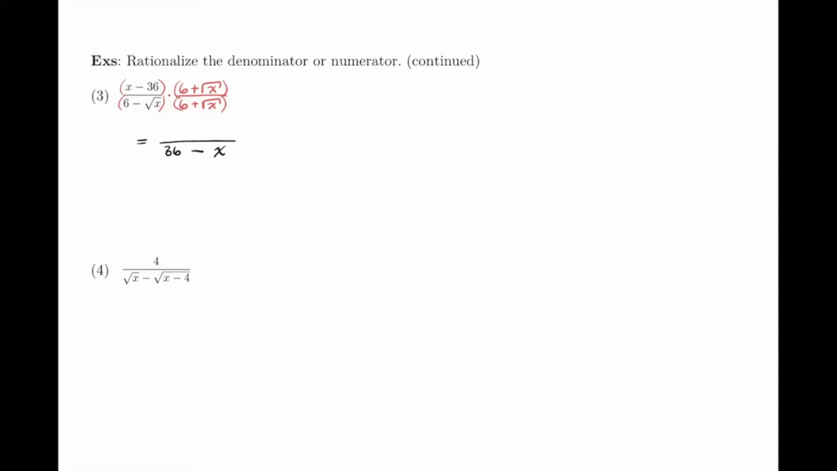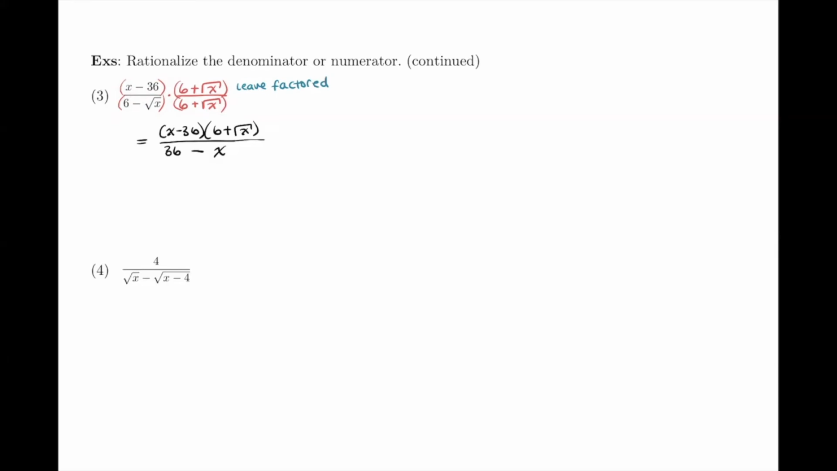Now, whatever you are not rationalizing, right? So here we are rationalizing the denominator. Whatever you're not rationalizing, in this case, the numerator, do not FOIL that out. Always, always, always leave factored. Whatever you are not rationalizing. So what I mean by that is just rewrite it with parentheses. Just rewrite that as parentheses x minus 36 times parentheses 6 plus the square root of x.